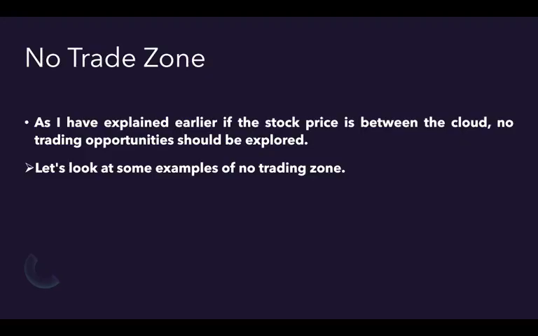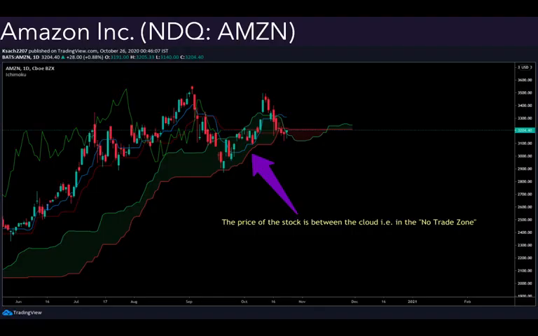Now, as I already discussed, there is a no trade zone if you analyze and use this indicator, right? So if the stock price is between the cloud, no trading opportunities should be explored. Let's look at a couple of examples of this as well. Again, I have come up with an international stock, Amazon Incorporation. So its recent price is moving inside the cloud, as you can clearly see, right? Now, as long as it stays between the cloud, we'll not initiate any trade, right?